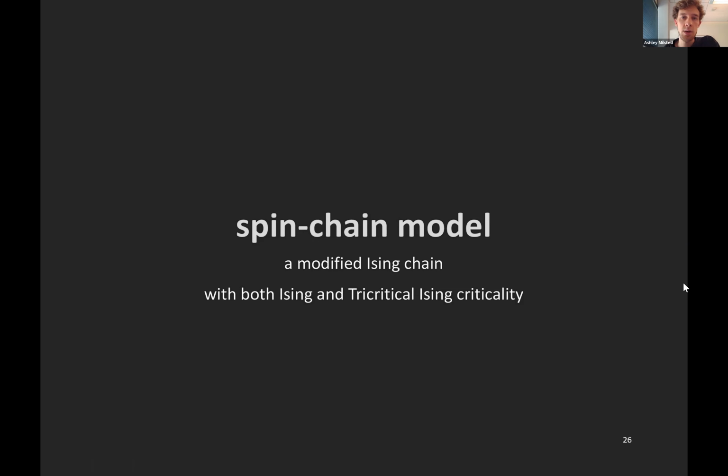Okay, so the model that we're looking at is a spin chain model. And I'm going to skip the pure Ising case because, as I mentioned, that was boring and elastic. And we're going to go straight to a modified Ising chain, which has both Ising and tricritical Ising criticality.